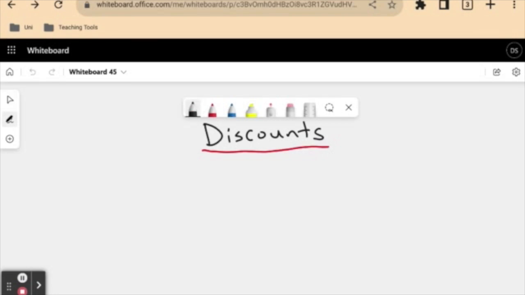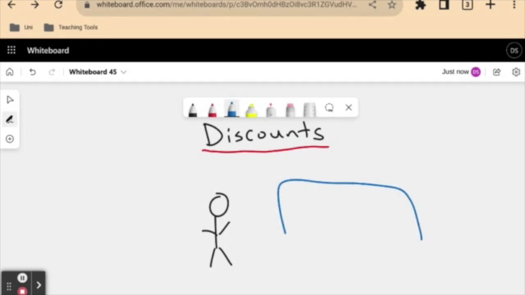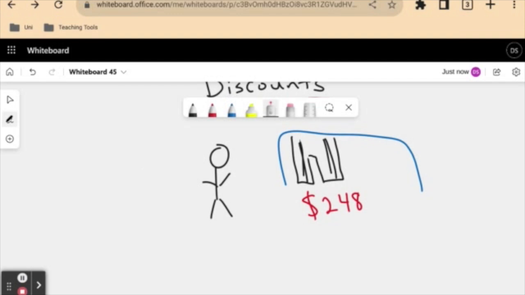So let's say I go to a shop and I've got a clothing rack here and I buy a pair of tracksuit pants, these ones here, and these are typically priced at, let's say, $248. Now, I would personally never pay this much for tracksuits. I guess these are like some Gucci tracksuits or something for this particular price. But I walk over and I see a sign that says that these are 12.5% off.